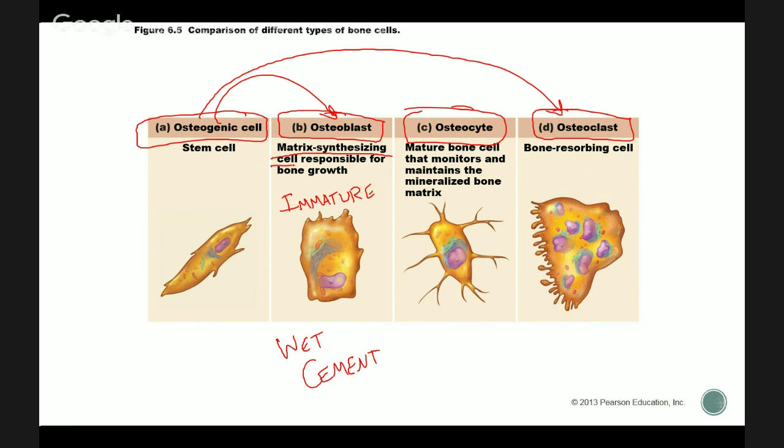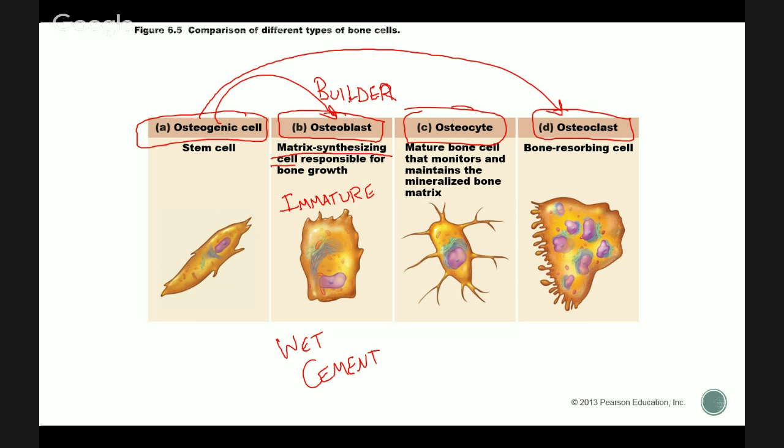So for building bone, it's done through the osteoblast. The builder. Right? So the osteoblast is the bone builder. It's immature. It's responsible for bone growth. If bone is growing, it's because the osteoblast is laying down new liquid matrix. It's laying down wet cement. All right, so this immature cell does a great job of doing that, produces the matrix.